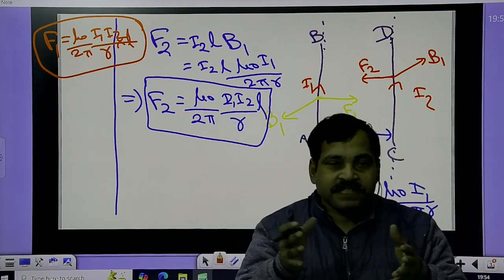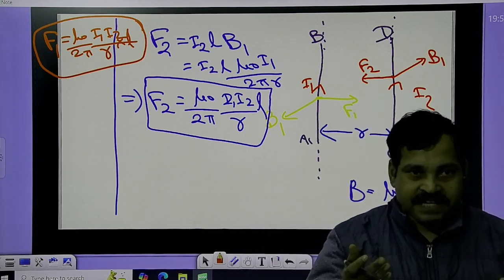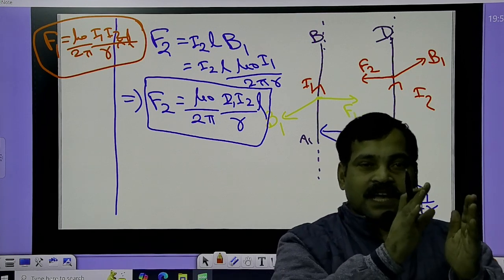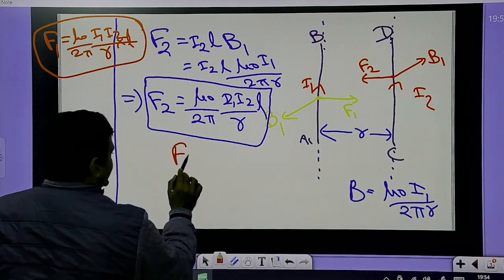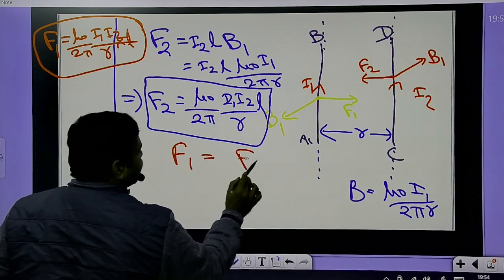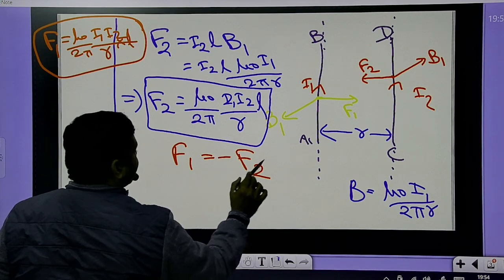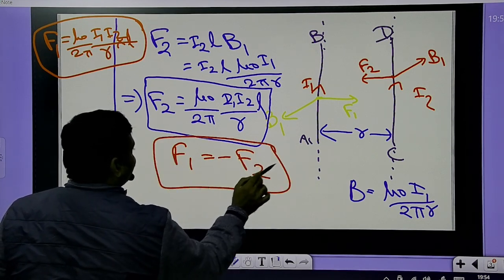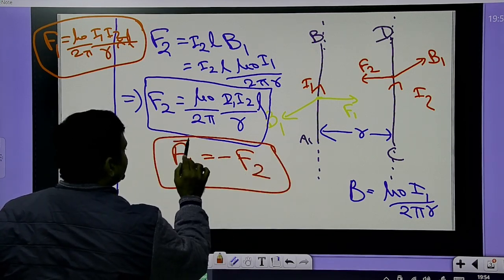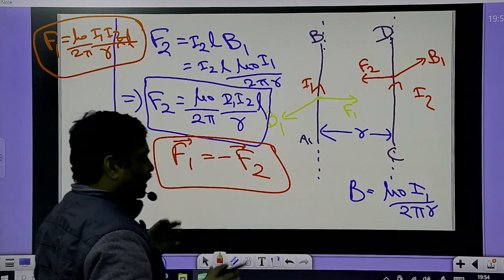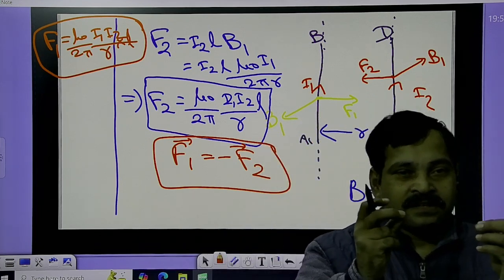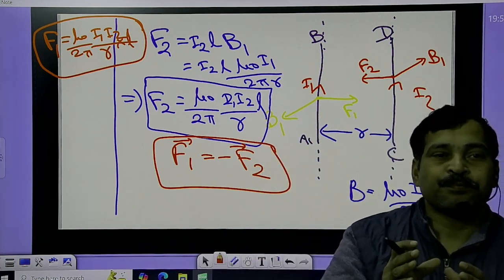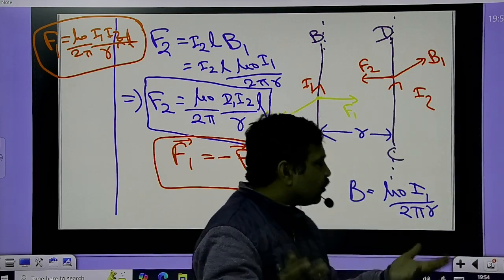they will be in opposite direction. So we can say vectorially that F1 is equal to F2. Here we can see F1 is equal to F2, only the direction is changing. So I can write here F1 equals minus F2, right? So I think it is clear to you. So if we want to find out the force acting per unit length, what will it come?